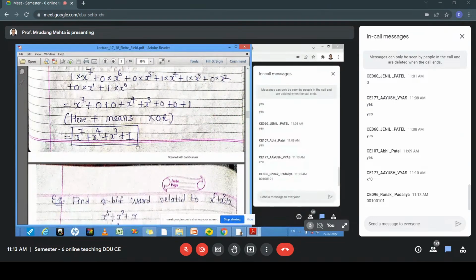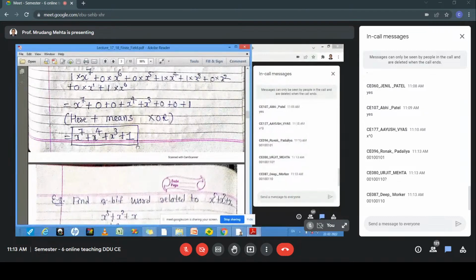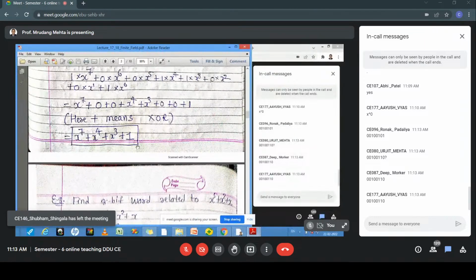Okay, Ronak. X raised to 0. See, the last bit is 1. Okay, Urjit. Yes, Ayush. See, Ayush, last bit is 0, right? So in this polynomial, you don't find the last term as 1. And so x raised to 0's coefficient is 0 because x raised to 0 is 1, right? So what you have done is correct, right?